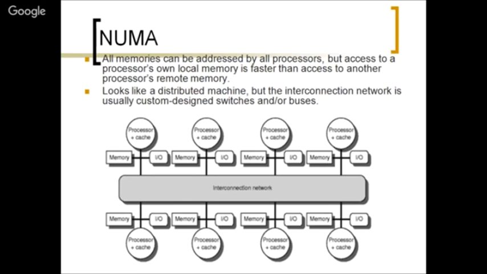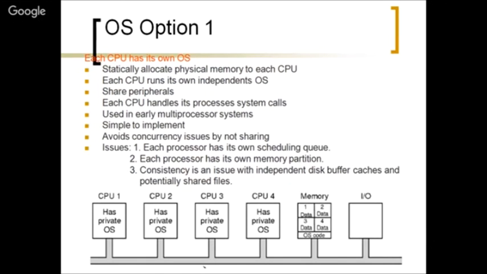Similarly, every processor is associated with certain memory and I/O devices, and they are connected through some interconnection network. Obviously, if processor 1 wants to access the memory of some other processor, the access speed will be slow. It can access it through the interconnection network, but the speed will be slow as compared to accessing its own memory. Now, how does the operating system behave with such configurations?